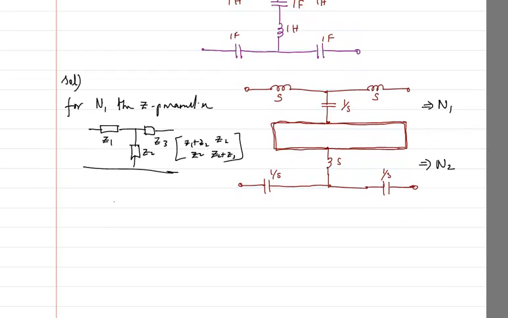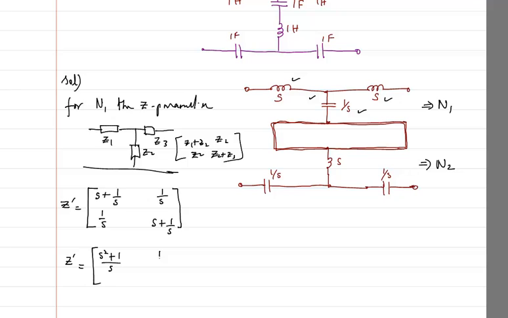So for N1, the Z parameter is going to be given by, I will write this as Z dash, because it is for the first network, isn't it? So it is S plus 1 by S. Similarly, here it is also going to be S plus 1 by S. Why S plus 1 by S? This plus this, and similarly this plus this. And then the corner ones are going to be the one in between, which is 1 by S. And this is also going to be 1 by S. So the matrix is S square plus 1 by S, 1 by S, 1 by S, S square plus 1 by S. Correct?